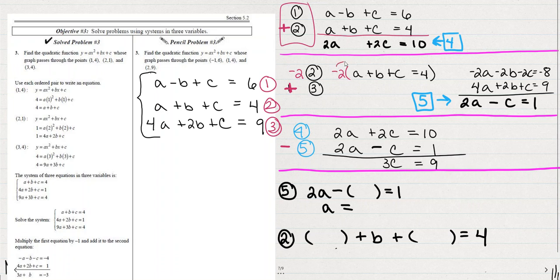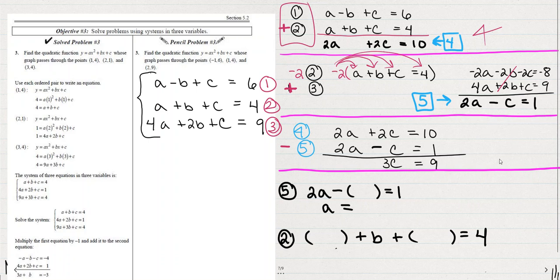is negative 2 times a is negative 2a, negative 2 times b, negative 2b, negative 2 times c, negative 2c, negative 2 times 4 is negative 8, plus 4a plus 2b plus c equals 9. The 4a plus negative 2a is 2a, the b's cancel, negative 2c plus c is negative c, 9 minus 8 is 1. So now I have a new equation for 2a plus 2c equals 10, and equation 5 is new: 2a minus c equals 1.